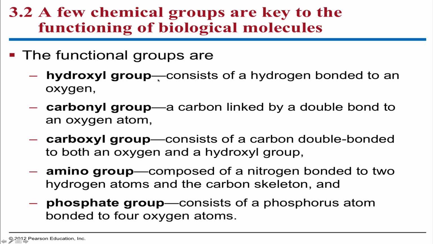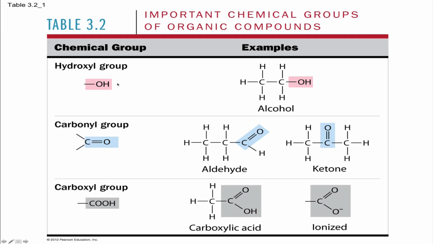Functional groups. So hydroxyl groups consist of hydrogen that's bonded to an oxygen atom. Carbonyl groups will have a carbon that's linked by a double bond to an oxygen atom. Carboxyl groups are made up of a carbon that's double bonded to an oxygen and also bonded to a hydroxyl group. In an amino group, you have a carbon skeleton that has nitrogen bonded to 2 hydrogen atoms. Phosphate groups are made up of a phosphorus atom bonded to 4 oxygen atoms. Okay, so let's look at the first one, the hydroxyl group.